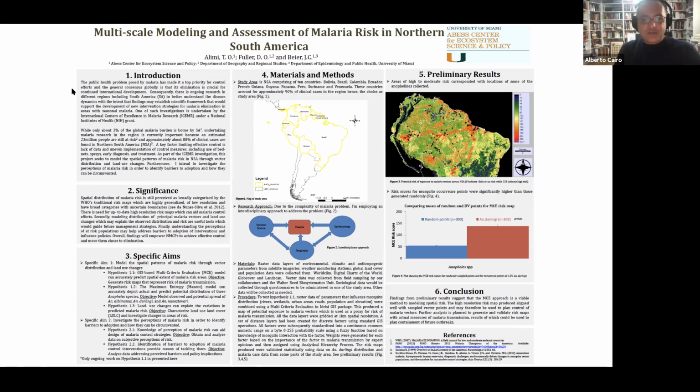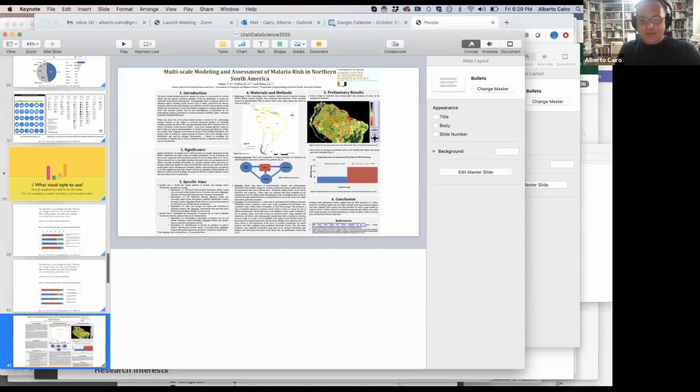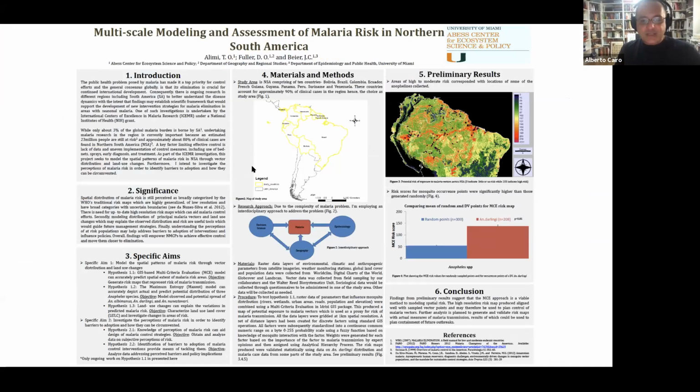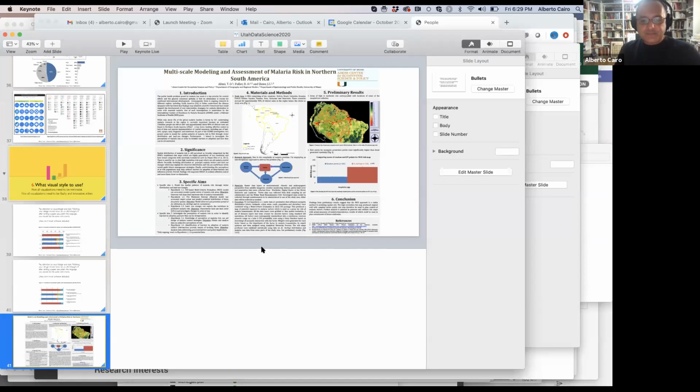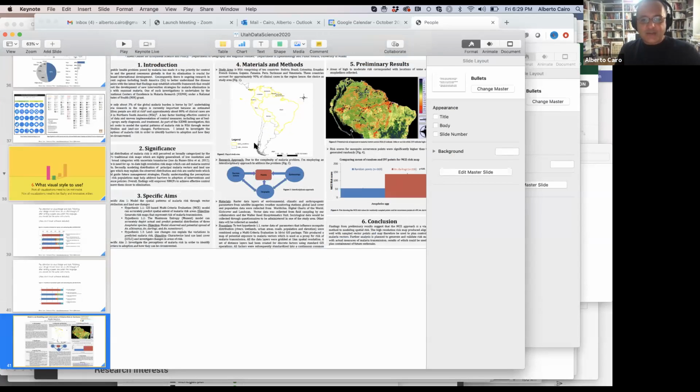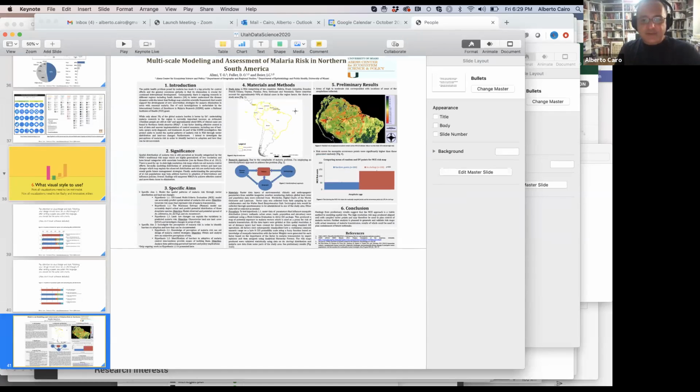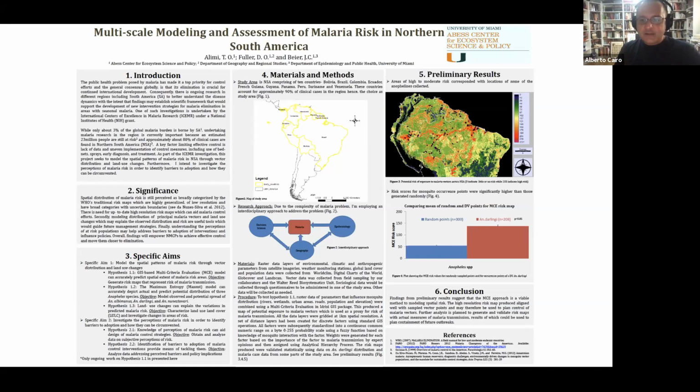Let me just go here and do this because I'm not seeing my cursor. So I'm going to just do this to point out certain things. Let me just see if I can get my cursor back. No, I'm not seeing it.